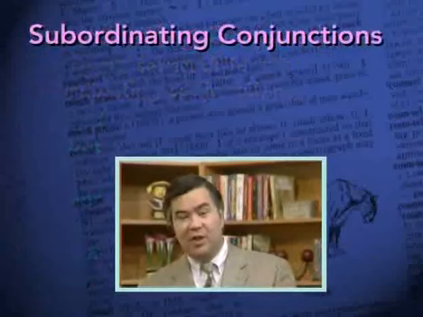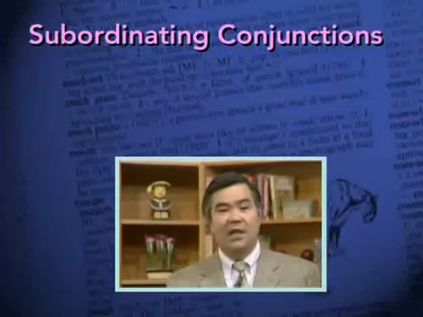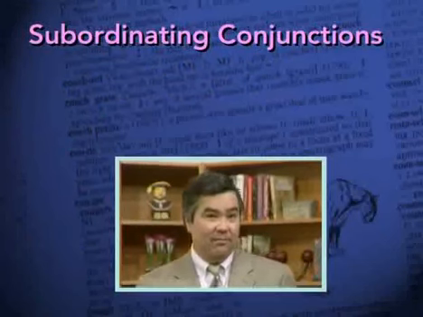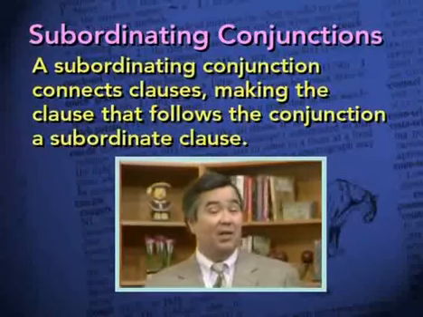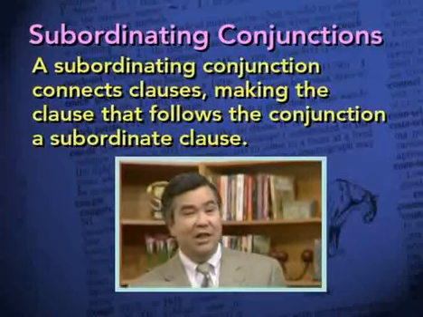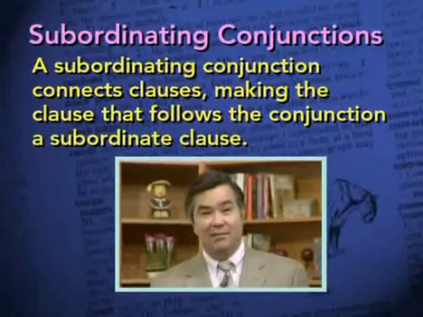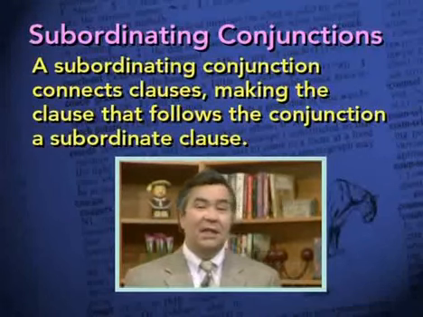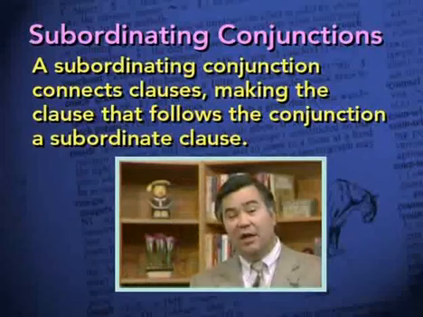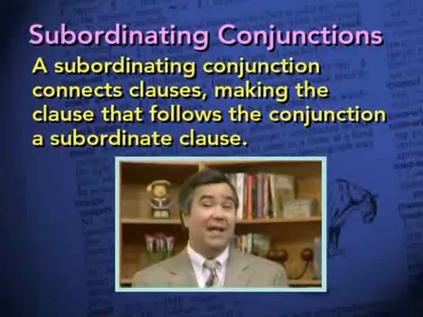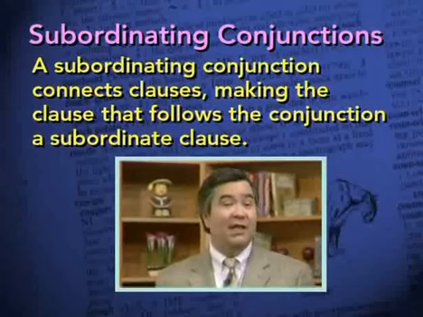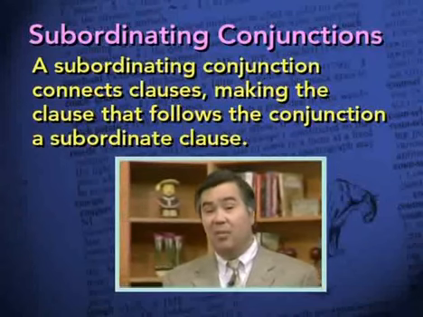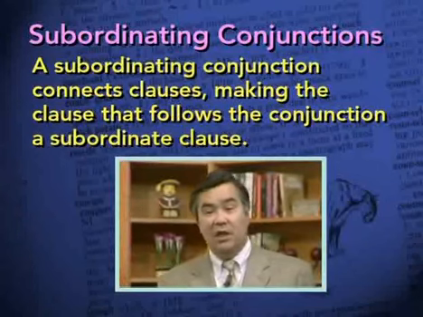A second type of conjunction to be aware of is the subordinating conjunction. A subordinating conjunction connects clauses, making the clause that follows the conjunction a subordinate clause. Again, in our lesson about sentence structure, we talk a fair amount about subordinating conjunctions. So if you haven't watched that program, you probably should, to get a little more background on how subordinating conjunctions are used.